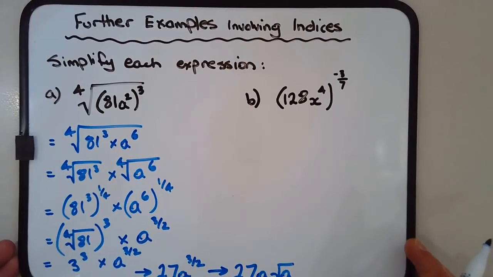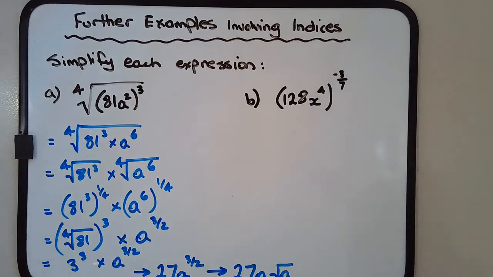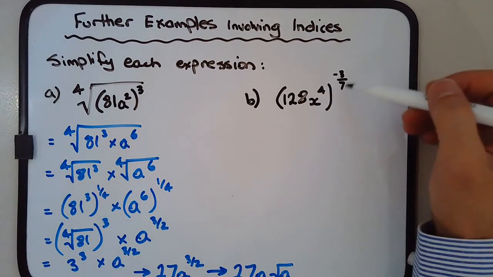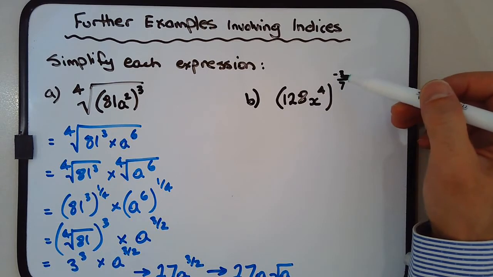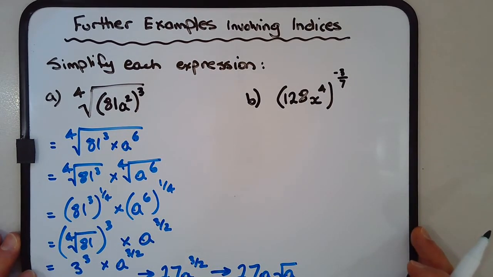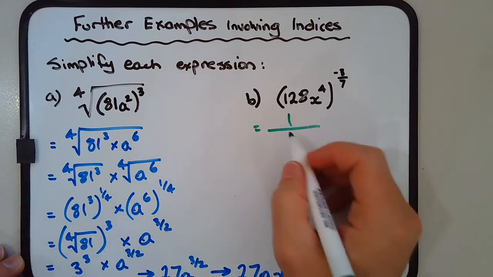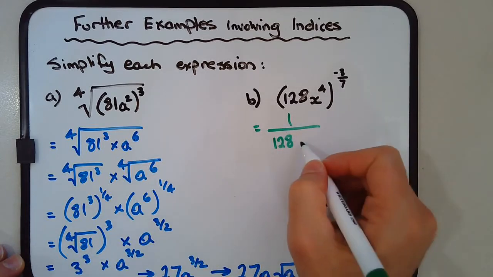Right, next one. 128 x to the 4, all to the power of negative 3 on 7. So we now have a fractional index, and it's also negative as well. This implies that it's going to be perhaps some sort of a fraction, or a reciprocal. In fact, this negative here implies reciprocal. So this is really 1 over 128 x to the 4.